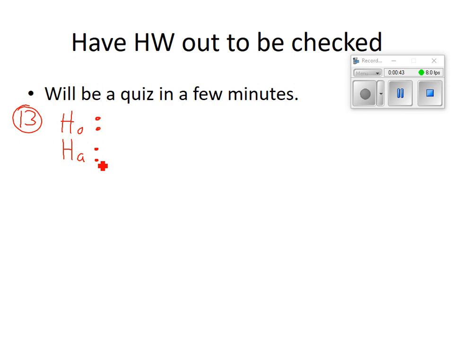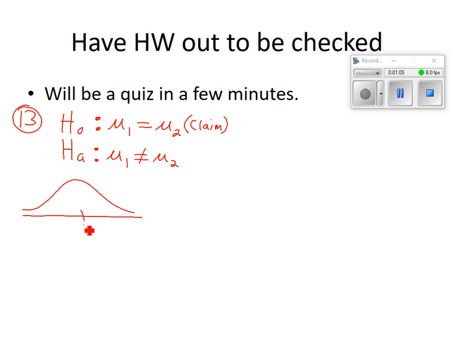What was their claim? Mean 1 equals mean 2. Is that the HO? Yes. Is that the claim? Yes. And what's the HA? Mean 1 is not equal to mean 2. Left tailed, right tailed, or two tailed?